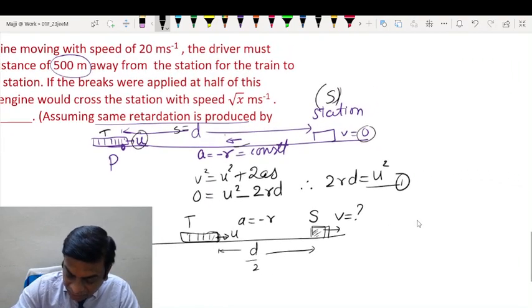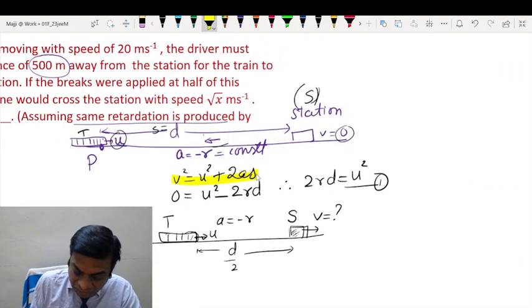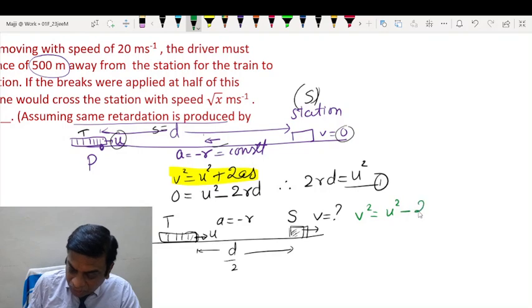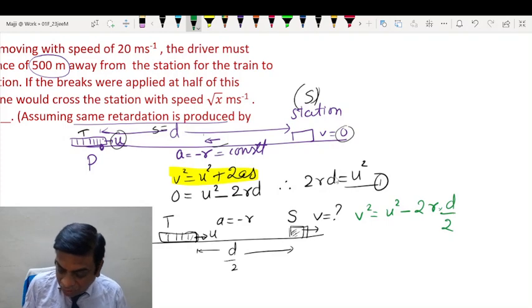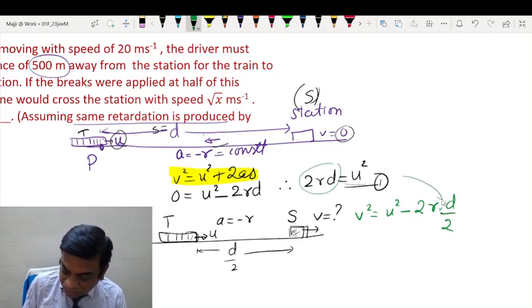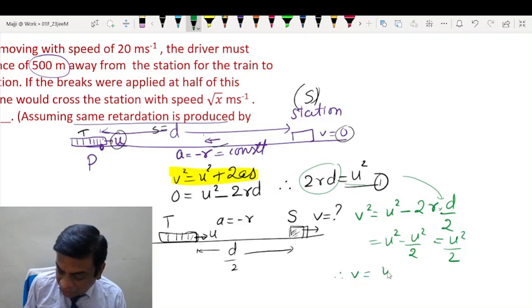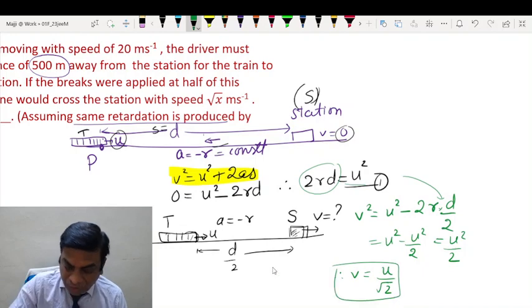So again, rewriting the same, we will be using the same equation here. V square equal to u square plus 2as. We have v square is equal to u square minus 2r into d by 2. Now here you can see 2rd is u square. So I'll substitute here. So we have u square minus u square by 2, which is equal to u square by 2. Therefore, v is u by root 2. Okay. It will have a speed equal to u by root 2.